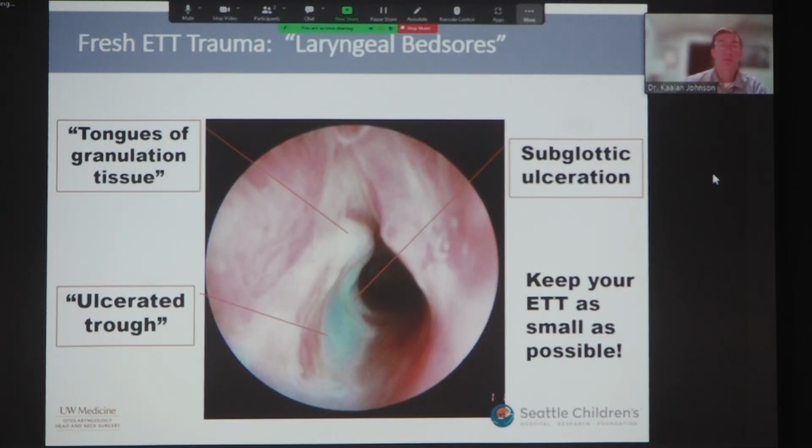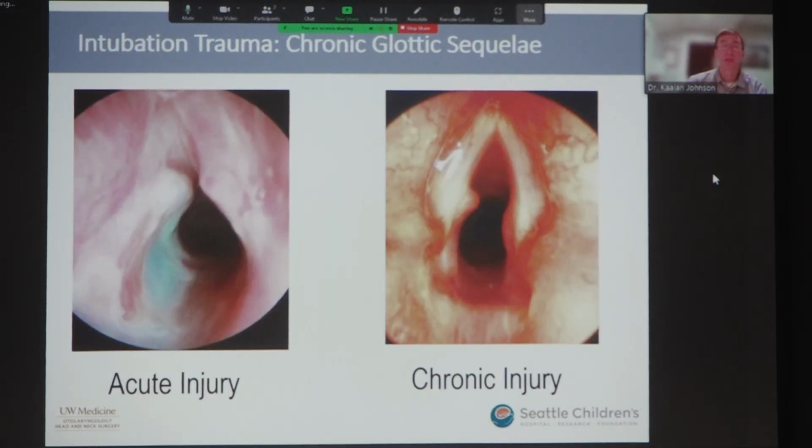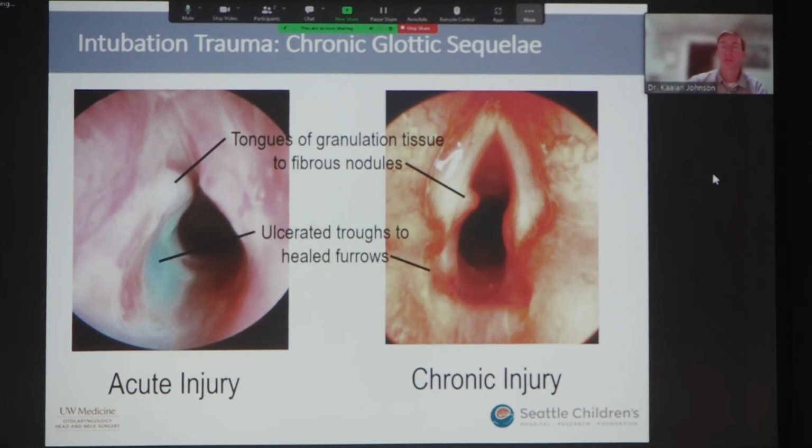So we've heard about intubation injury from Kishore Sandhu, but some other pictures of these tongues of granulation tissue in the ulcerative trough that evolves into chronic injury with these tongues of granulation tissue turning into fibrous nodules, the ulcerative troughs turning into healed furrows, and cricoarytenoid joint ankylosis frequently occurring as well as interarytenoid fibrosis.